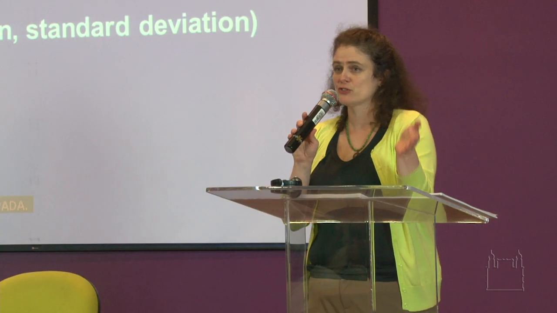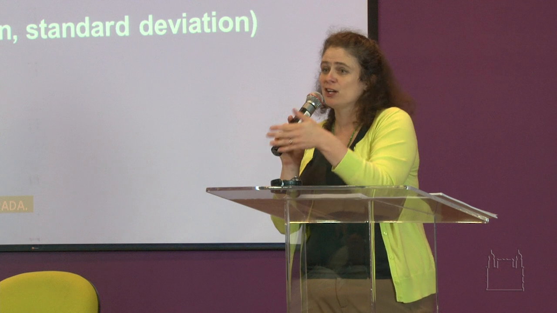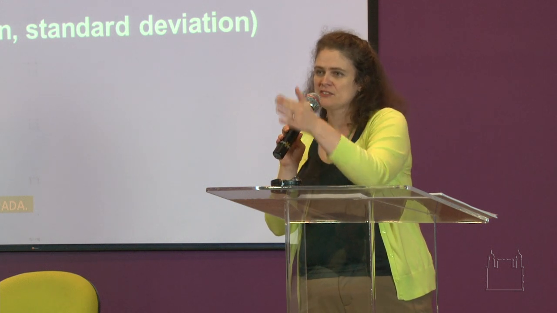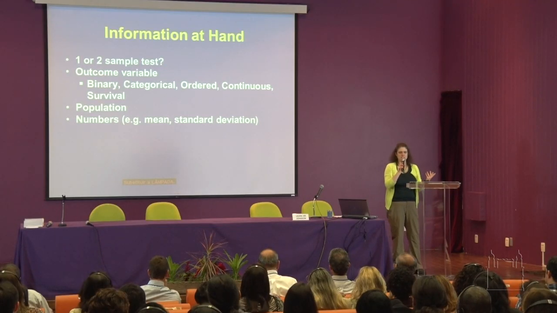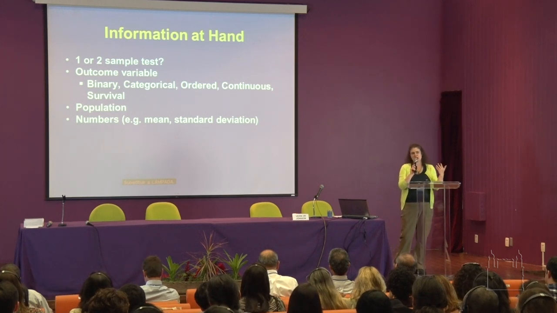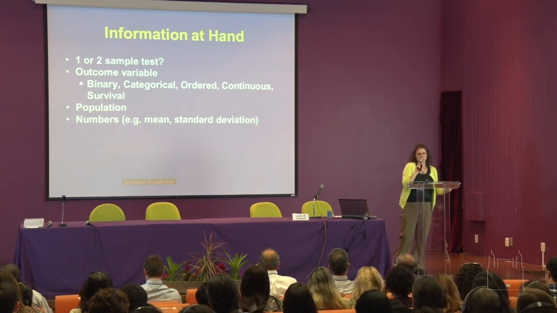Am I looking at macrosomia? Yes, no. Do I have a categorical outcome? So categories. It might be, let's say, marital status, that they're married, they're single, they're divorced, etc. Are they ordered categories? Ordered categories are like body mass index. So you have your underweight, your average weight, your overweight, your obesity. Is it continuous, like age, or like birth weight? Or is it survival or some time to event? So time until they have a soccer goal, for example.